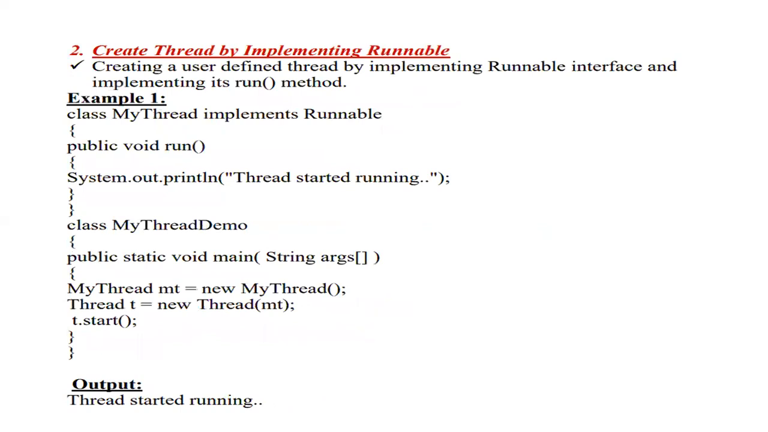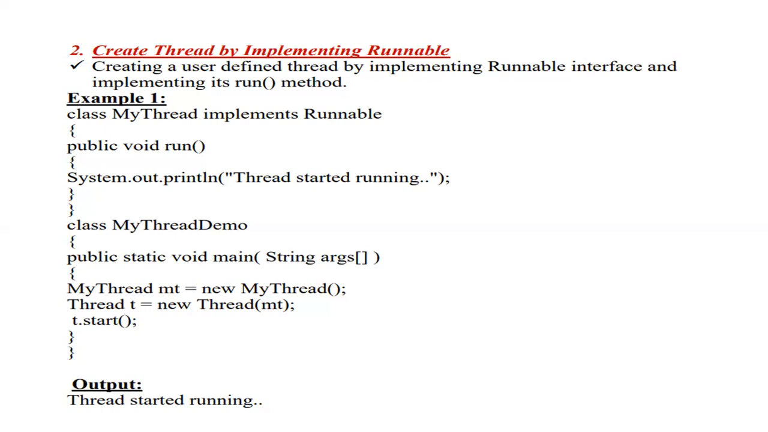This is another way to create a thread: by implementing the Runnable interface. Creating a user-defined thread by implementing the Runnable interface and implementing its run method. Example: class MyThread implements Runnable, public void run, System.out.println. The public void run is a predefined method. In that, we are going to print a message, thread started running. Then another class is created for the object creation, class MyThreadDemo, public static void main(String args), MyThread obj equal to new MyThread.